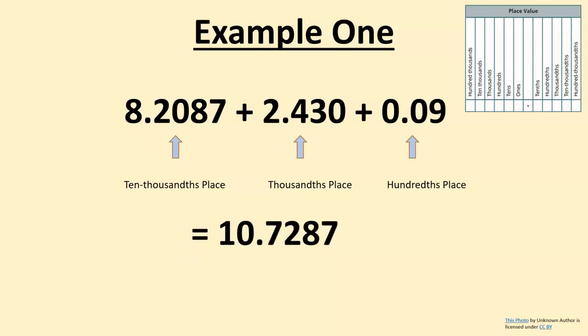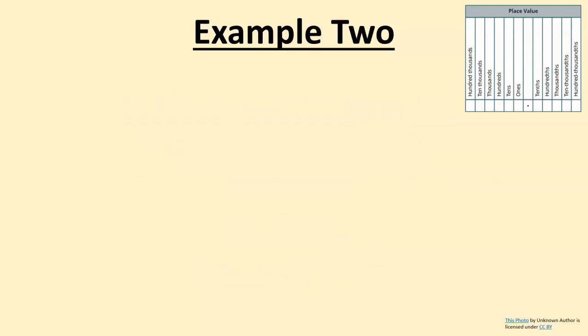We get 10.7287. Now, the rule that we want to remember is that we're going to round to the least precise number in the given equation. What that is in this particular problem is going to be the hundredths place. So we round our 10.7287 to 10.73, and that will be our final answer.